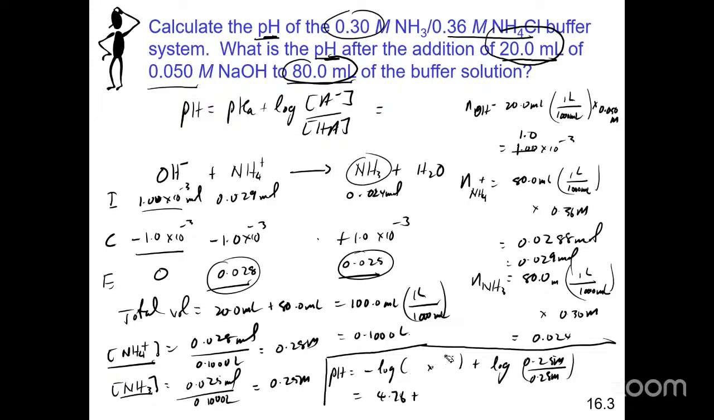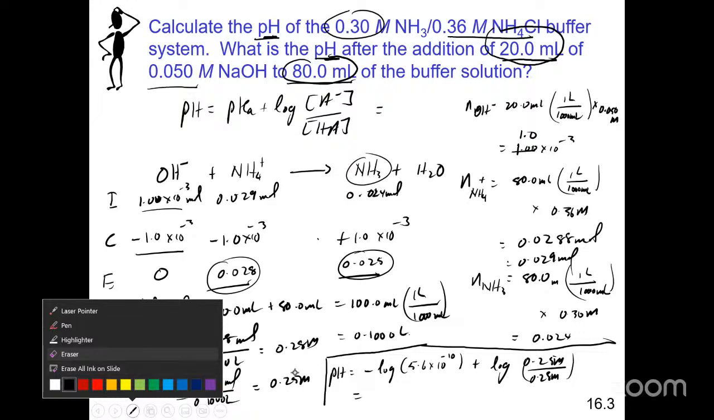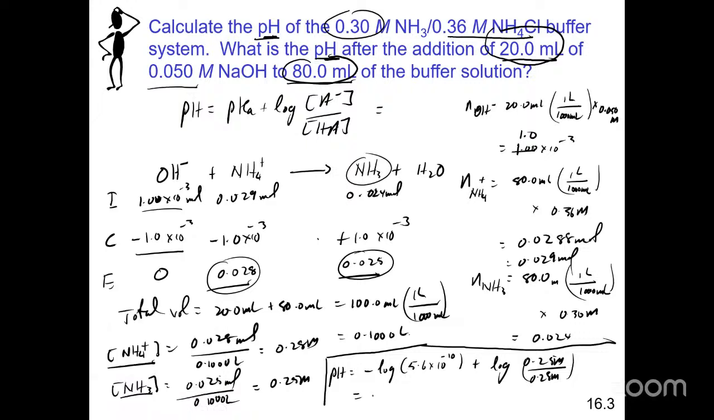So the Ka value, if I remember correctly, was 5.6 times 10 to the something, right? 5.6 times 10 to the minus 10? All right. Thank you. So let me erase this again. Okay, so 5.6 times 10 to the minus 10, log of that, which is 9.25.